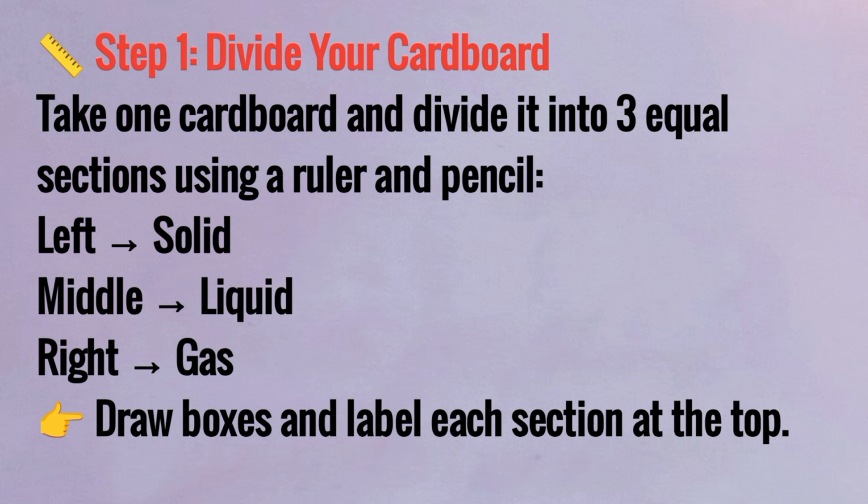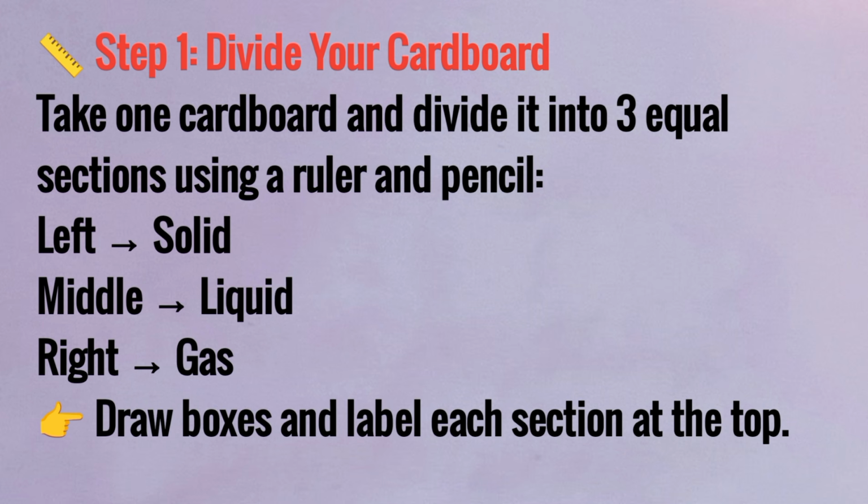We are going to divide our cardboard. Take one cardboard and divide it into 3 equal sections using a ruler and a pencil. Then this is what you can do. On the left, you can put solid, in the middle, liquid, then at the right side of your cardboard, you can put gases. After that, you draw boxes and label each section at the top. So you are labeling either gas, solid or liquid at the top of that box.